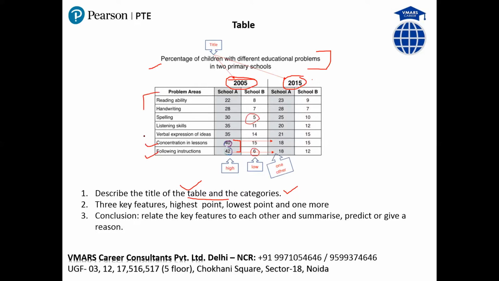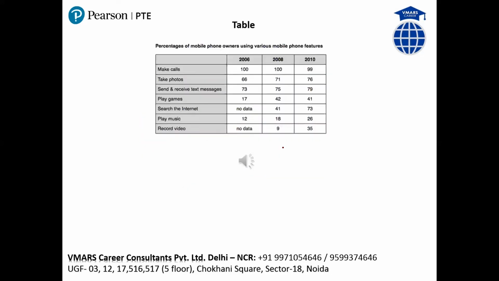So these were the 2 major problems with school A in 2005, whereas school B, what was the problem for school B? Majorly it was concentration in lessons. So this you can tell. The major problem in 2005 in school A was concentration in lessons, and you can say concentration in lessons was a common problem. You can say anything. You don't have to think of a lot of things, because it will lead to a lot of confusion. If you have seen one thing, just stick to that.